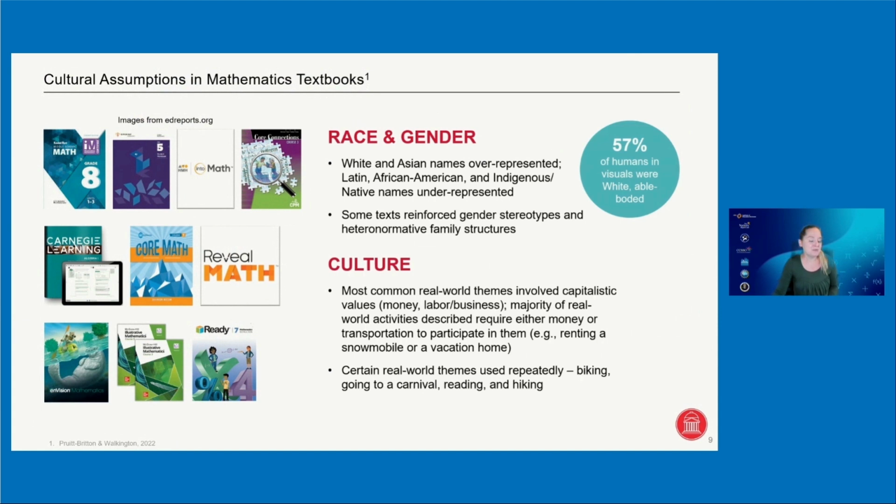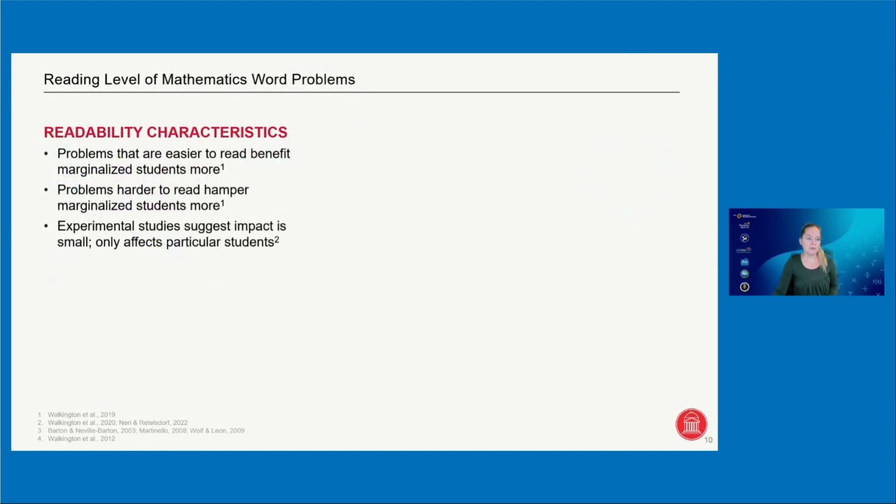We also found that there were certain real-world themes that were used repeatedly. There were so many questions about biking, going to a carnival, reading, and hiking. So these textbooks have particular characteristics and particular cultural assumptions. But an important question is, do these actually matter for student achievement?